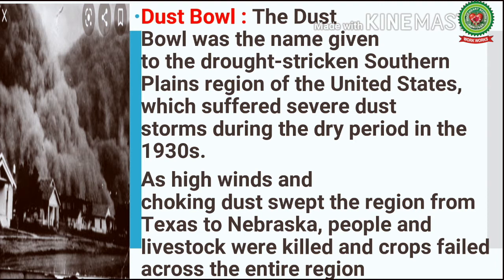Dust Bowl. The Dust Bowl was the name given to the drought-stricken southern plain region of United States, which suffered severe dust storms due to dry period in 1930s. As high winds and choking dust swept the region from Texas to Nebraska, people and livestock were killed and crops failed across the entire region. And this also became one of the strong reasons for economic depression in America, as the people were not having anything to eat because their crops had failed. They put a heavy pressure on the economy of America.